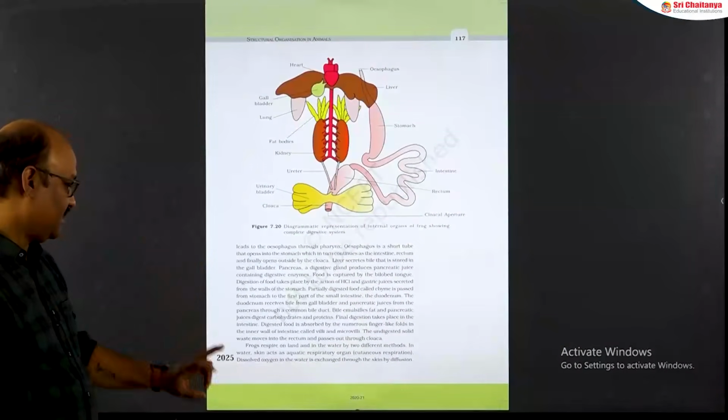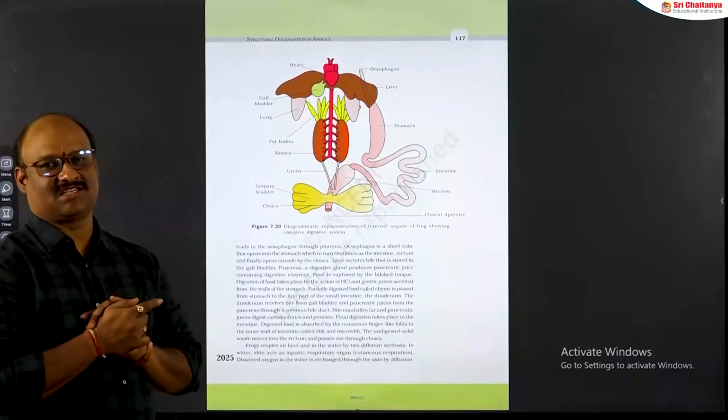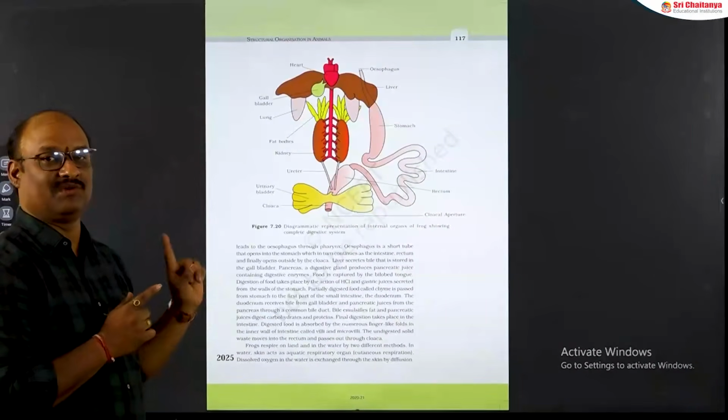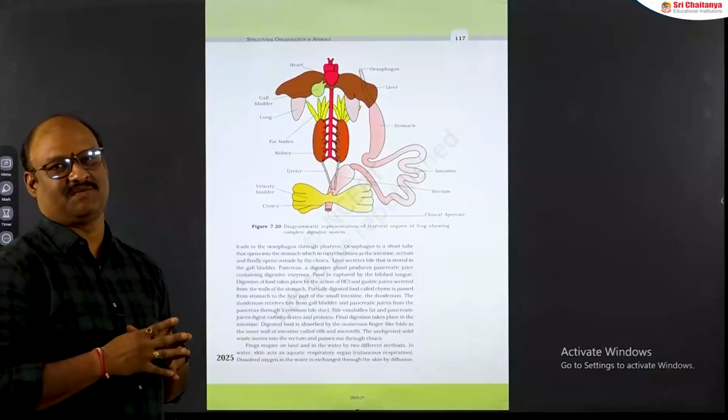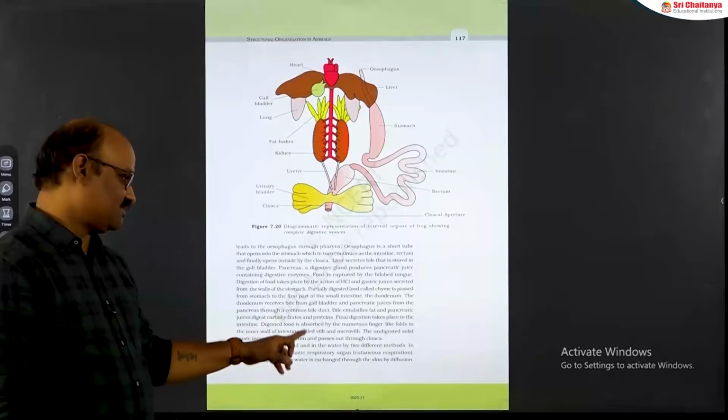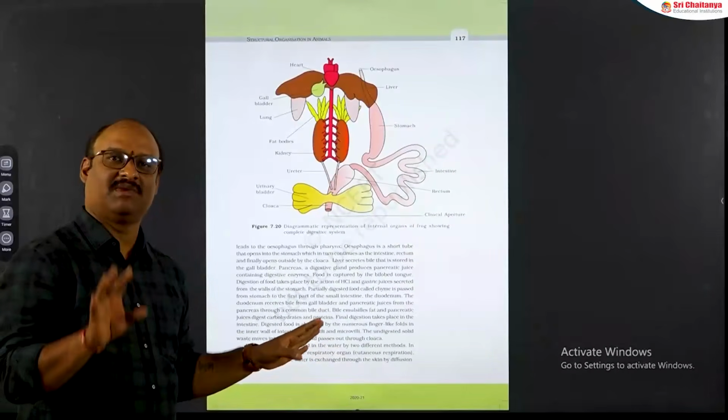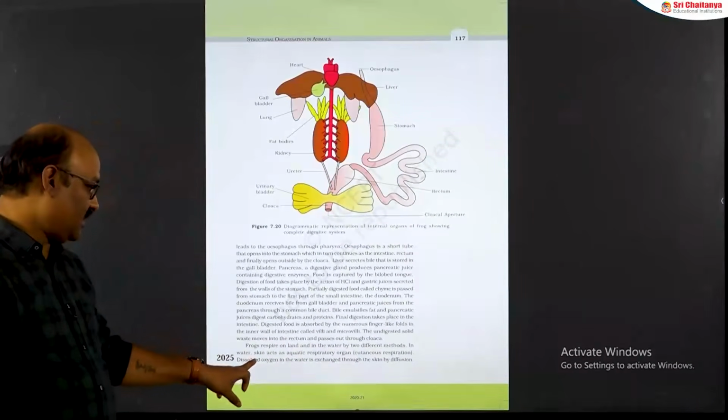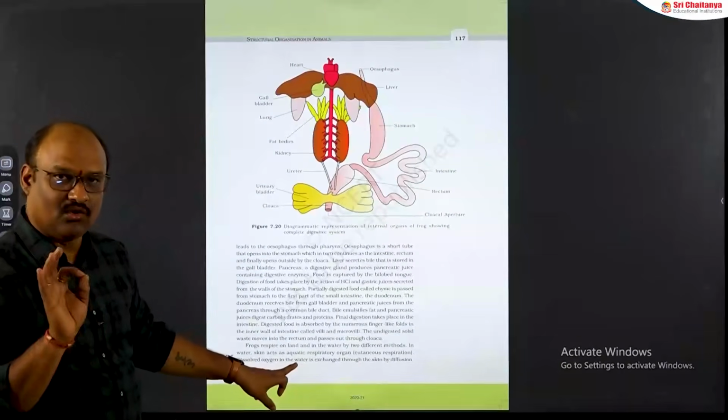Now the most important thing, the respiratory system of the frog. There was a question in 2025, last year, based on this respiration. Frogs respire on land and in water by different methods. Generally in water, frogs respire through skin, only skin.